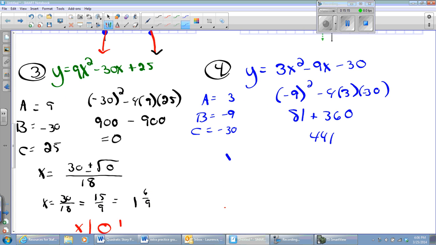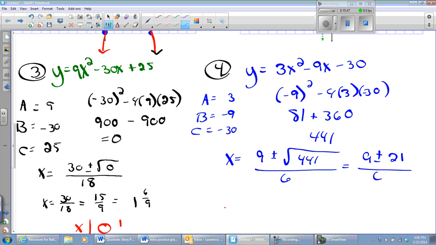So now we're going to go to the quadratic formula. We know there's going to be two solutions. I'm going to do the negative of b plus or minus square root of my discriminant all over 2a. And if I want, I can go to the calculator, or since 441 is a perfect square, I could rewrite it as 9 plus or minus 21 over 6. Yeah, let's do that, so I don't even need to go to the calculator in this case. 9 plus or minus 21 over 6.